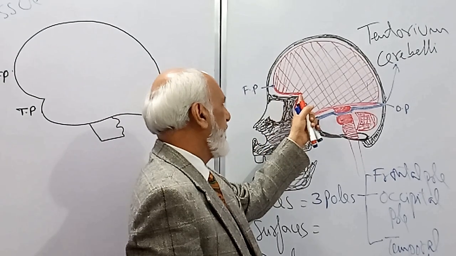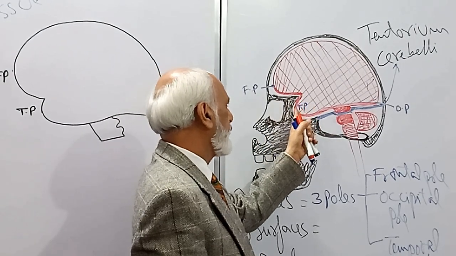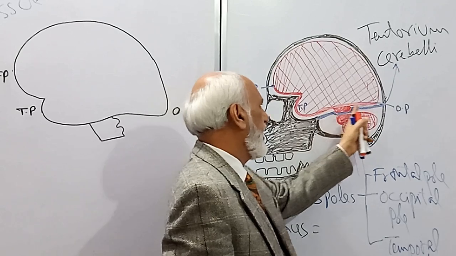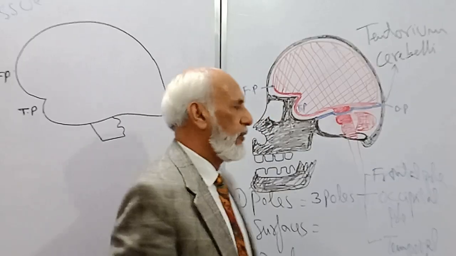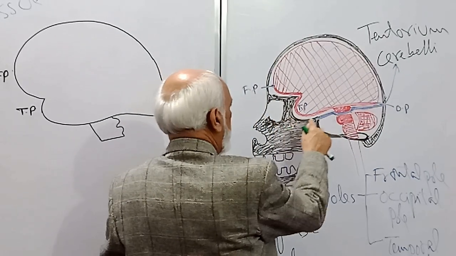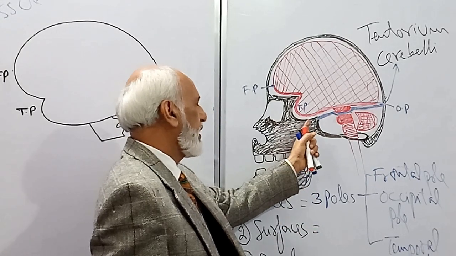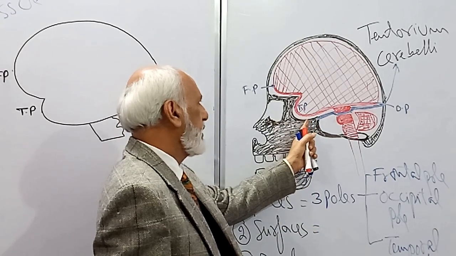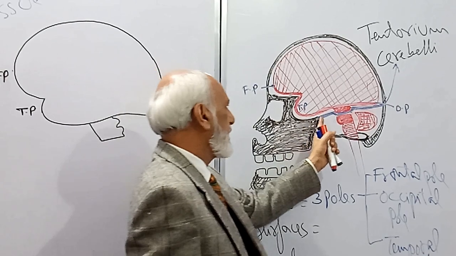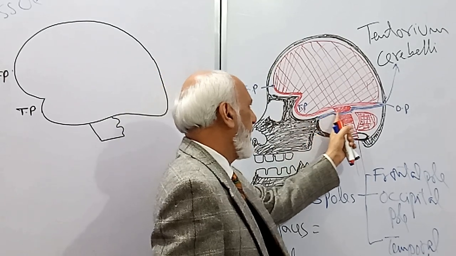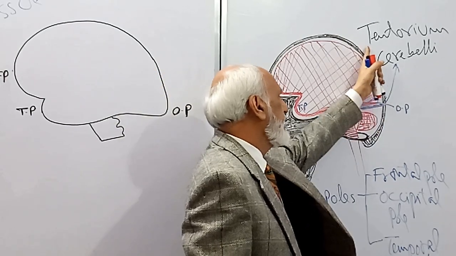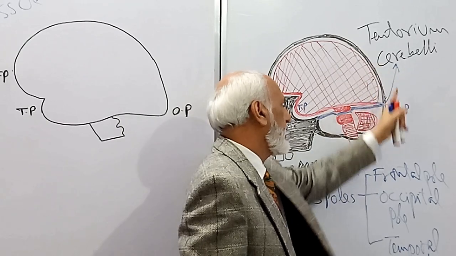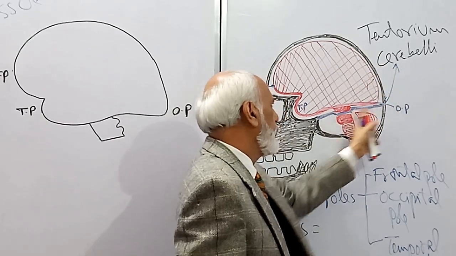Then from this notch, which is continued as temporal pole and backwards up to the occipital pole, you can see its anterior part is resting on the floor of the middle cranial fossa, but its posterior part is resting on the tentorium cerebelli, a tent-shaped dural fold.